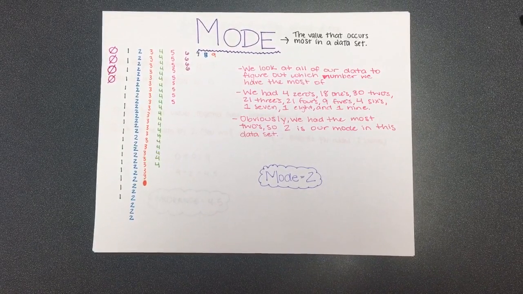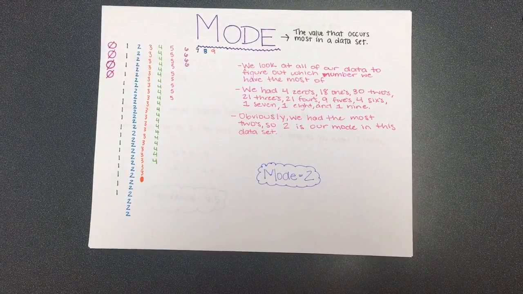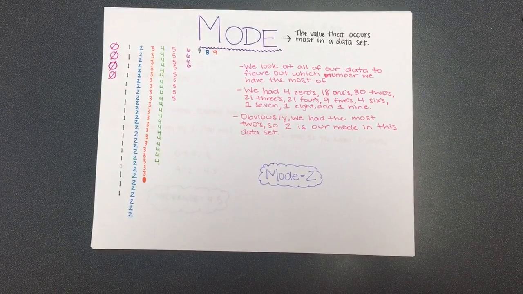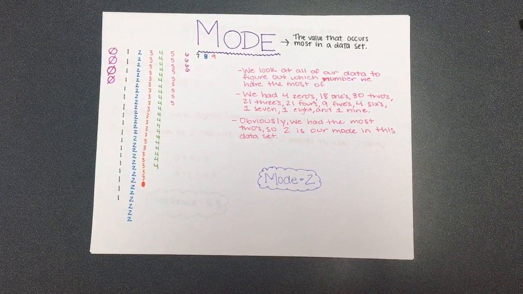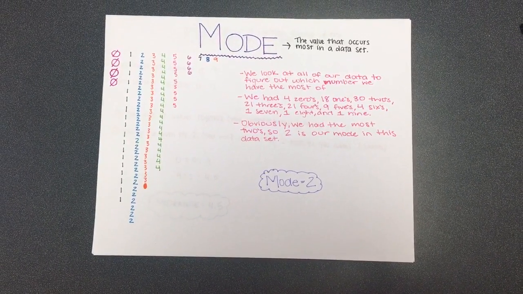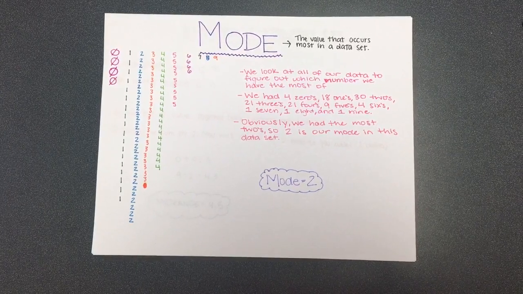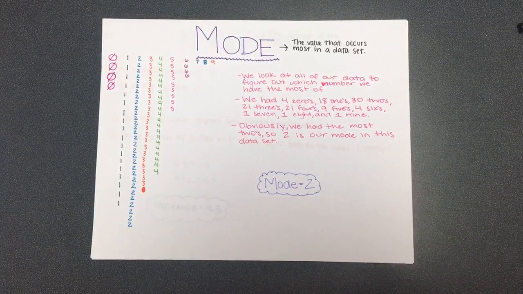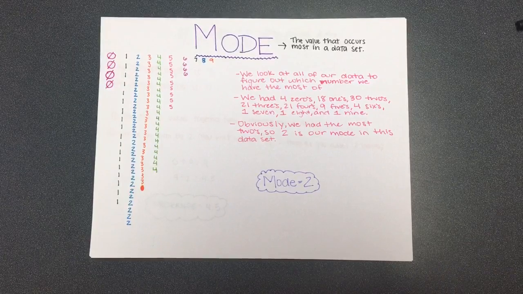Next is mode. Mode is the value that occurs the most in a data set. We had 4 zeros, 18 ones, 32 twos, 21 threes, 21 fours, 9 fives, 4 sixes, 1 seven, 1 eight, and 1 nine. Since 2 occurred the most, 2 is the mode.